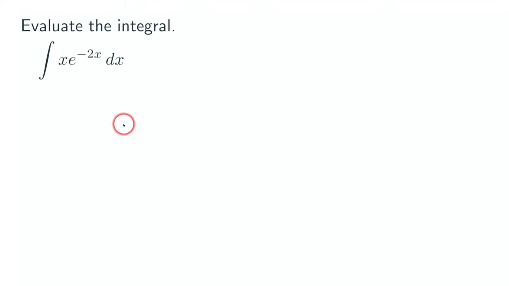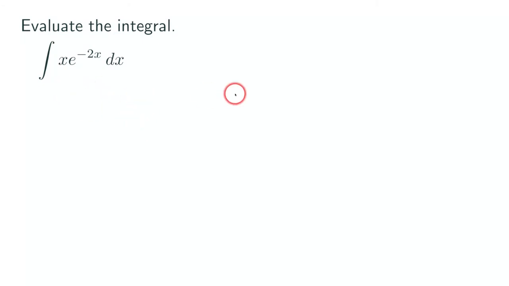Hello everyone, let's look at this integration by parts problem. Today we have the function x times e to the negative 2x, and so this is a product of two functions, and because integration by parts is for reversing the product rule when you're doing the differentiation, this is a good problem to try.